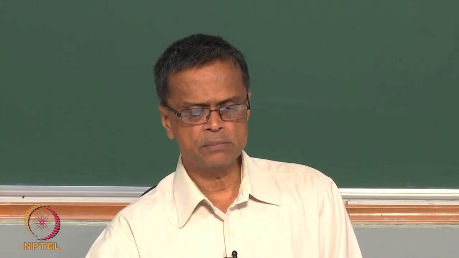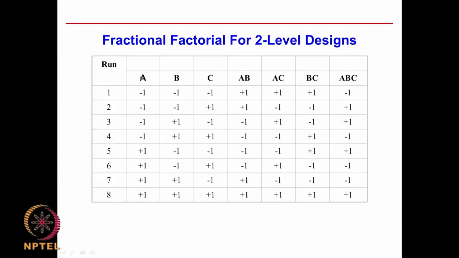Let's look at a simple picture. Imagine I have three parameters or factors, A, B, C. So a 2 raised to the power 3 design. That means 8 experiments. So how do I change? Minus 1, minus 1, minus 1. Each one I am changing from minus 1 to plus 1. So the last experiment will be plus, plus, plus. You understand?